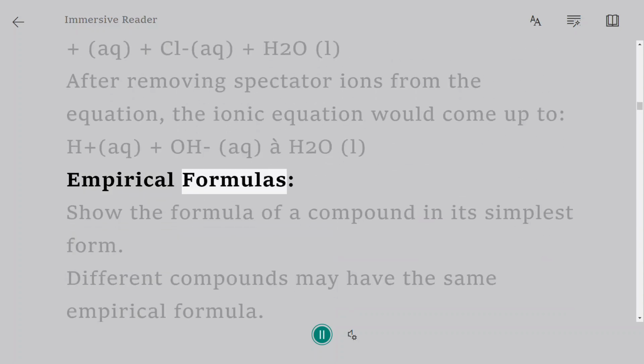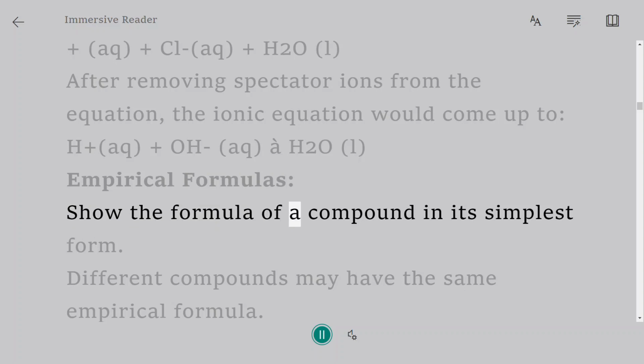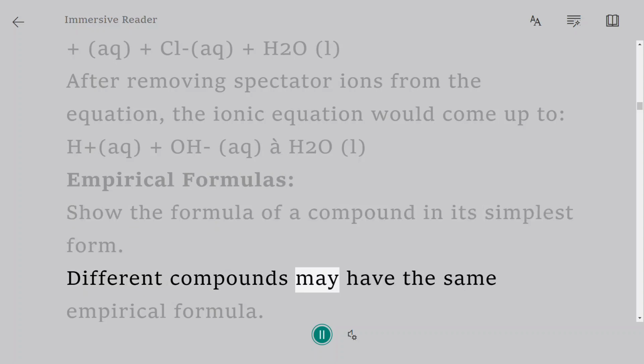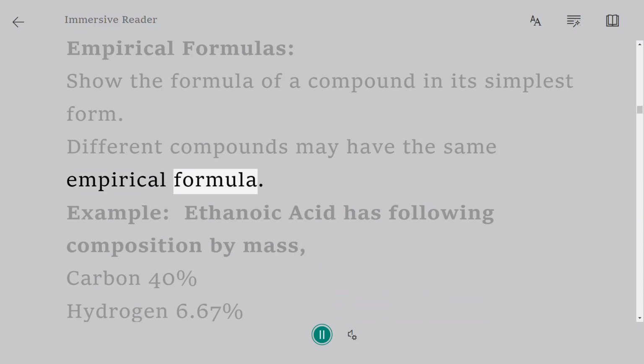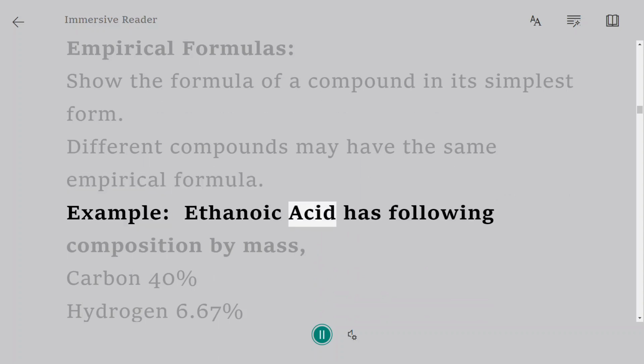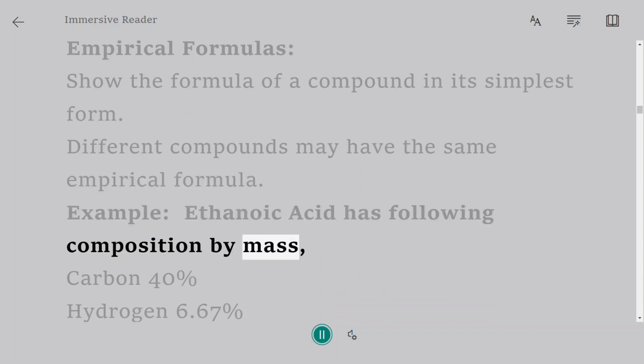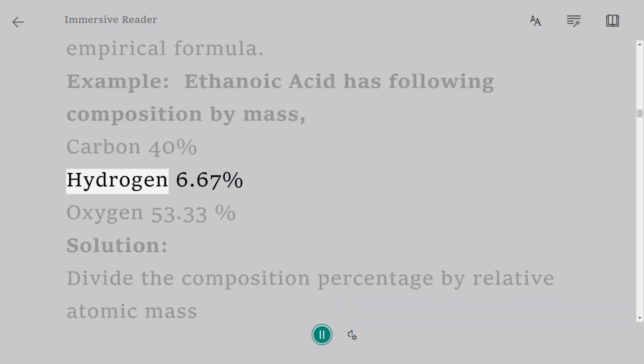Empirical formulas show the formula of a compound in its simplest form. Different compounds may have the same empirical formula. Example: ethanoic acid has the following composition by mass. Carbon 40%, hydrogen 6.67%, oxygen 53.33%.